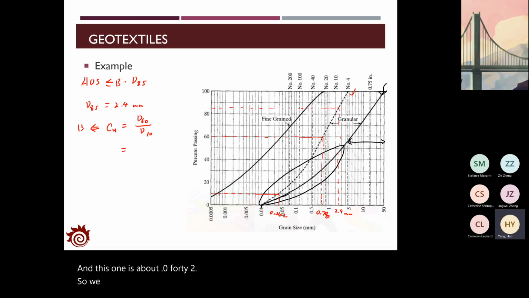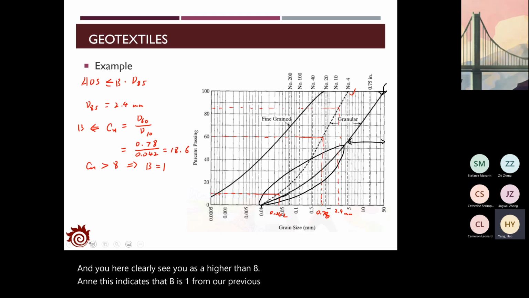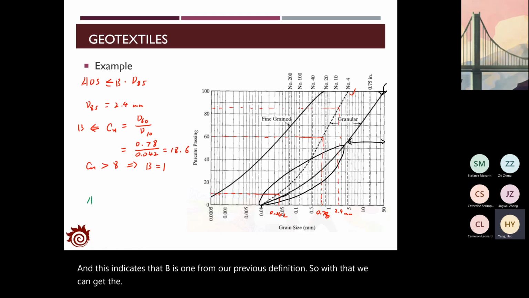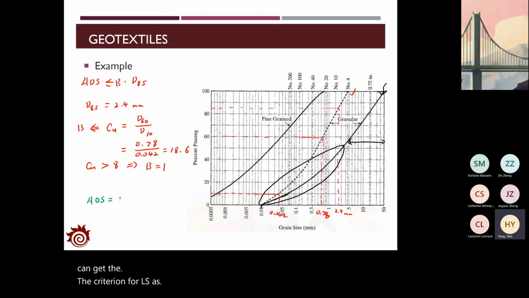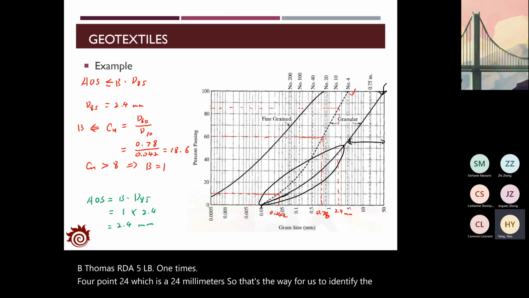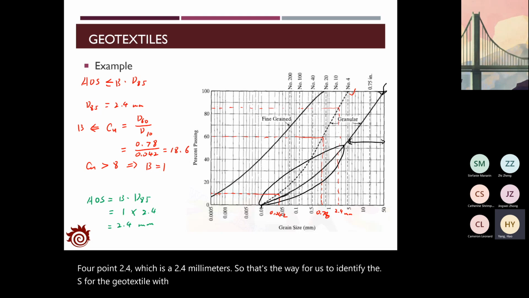So we have the Cu as 0.78 divided by 0.042, which is 18.6. And Cu here is clearly higher than 8. And this indicates that B is 1 from our previous definition. So with that, we can get the criterion for AOS as B times D85, that will be 1 times 2.4, which is 2.4 millimeters. So that's the way for us to identify the AOS for the geotextile with the granular materials. So this is the geotextile.